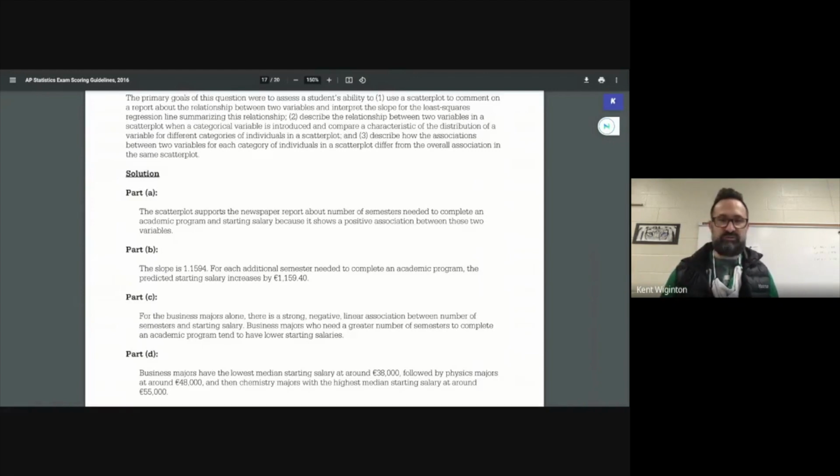If I interpret it, we would say for each additional semester needed to complete an academic program, the predicted starting salaries increased by about 1,159 euros.